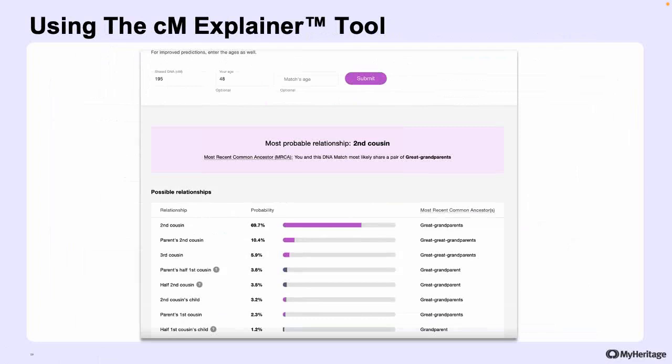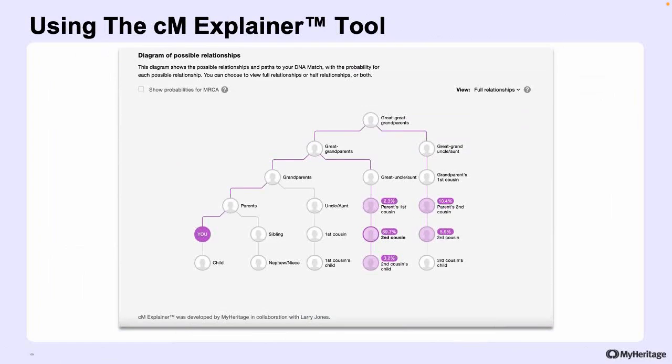On the top, you see the most probable relationship in that case. You can also see the most probable most recent common ancestor. So if a match is most likely my second cousin, it means that most likely we share a pair of great-grandparents. And as we saw earlier in the review match, you see the whole table with the possible relationships, each relationship type, its probability, and what the most recent common ancestor would be in that case. And in the tool itself, again, you can scroll down and see the diagram of possible relationships, so you can see all the possible relationships in full view.